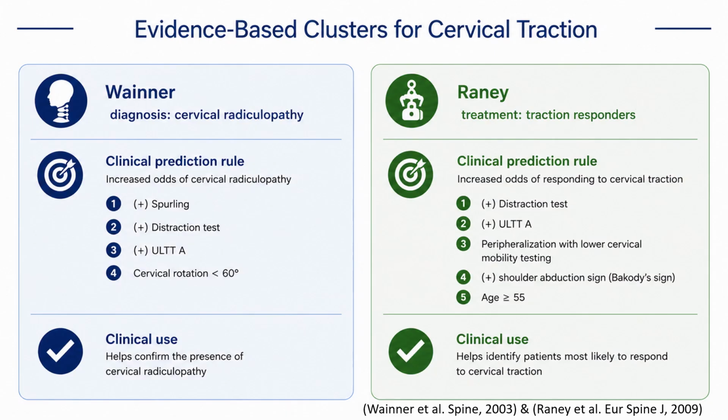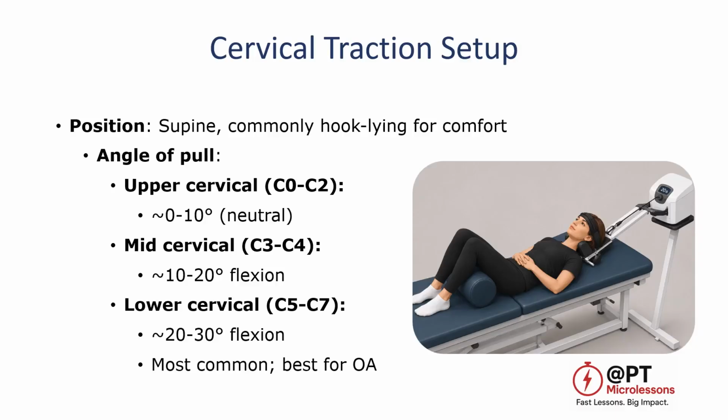Overall, these rules are similar and help guide you toward patients who will benefit most from cervical traction. One key difference is that Rainey's rule includes age 55 and older. This likely reflects a subgroup within this cluster with degenerative changes, such as osteoarthritis or spondylosis, who may respond well to traction. This ties back to what we discussed on the previous slide about cervical traction for individuals with age-related degenerative conditions. Okay, let's look at the setup for cervical traction.